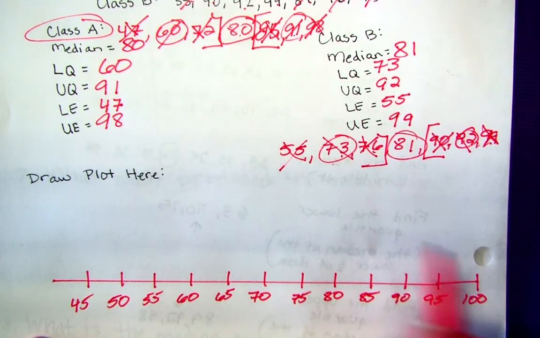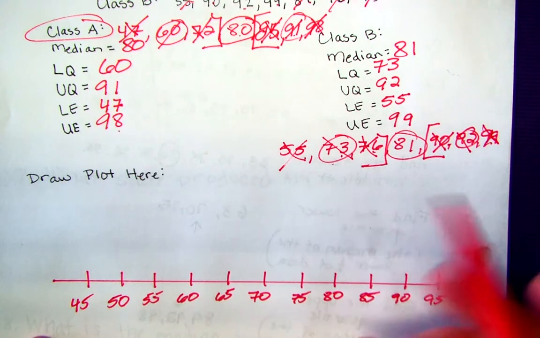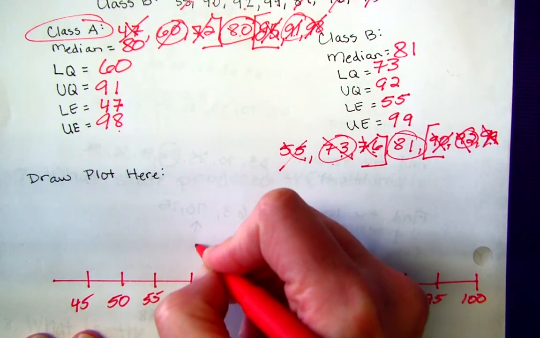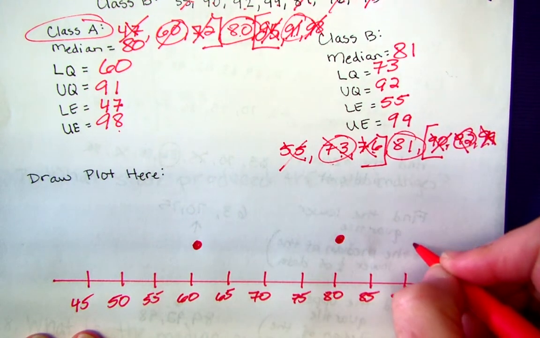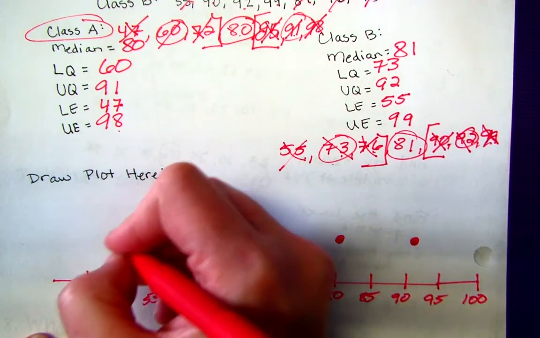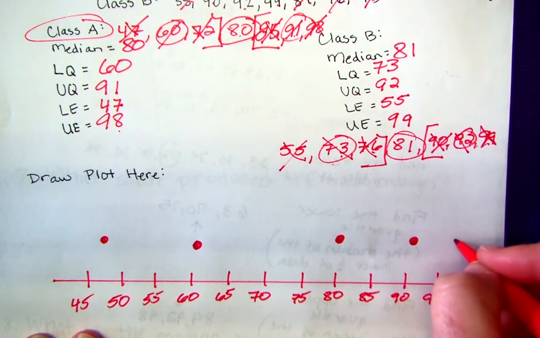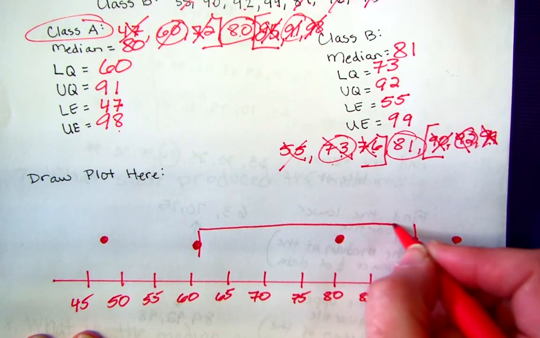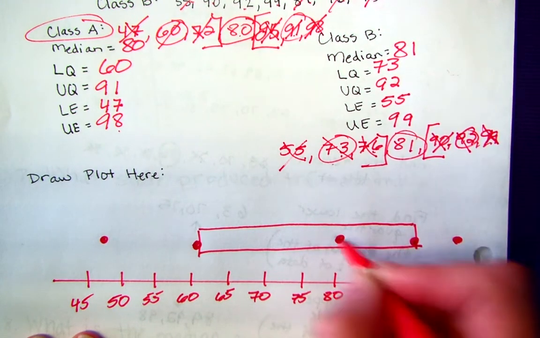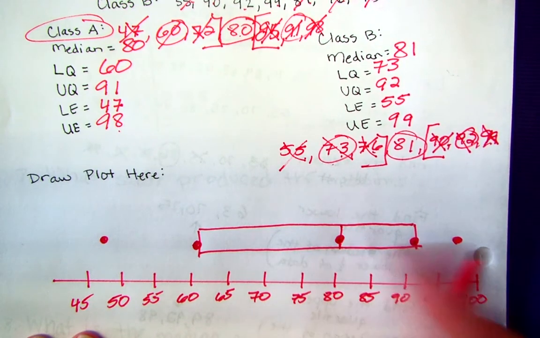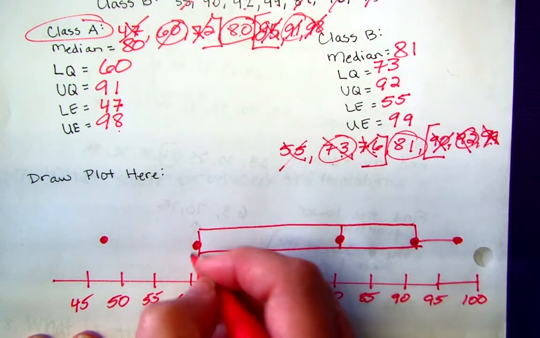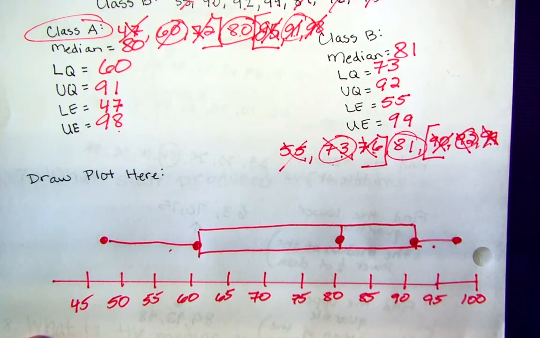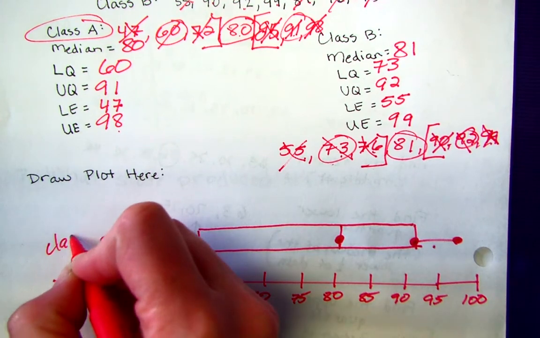So the first one I'm going to graph is Class A. So I have these 5 pieces of information. So 80 is my median, my lower quartile is 60, my upper quartile is 91, 47, and then 98. So I'm just going to box these off. So 50% of my data is represented right here. 25% is in the upper whisker, and 25% in my lower. So that takes care of Class A.